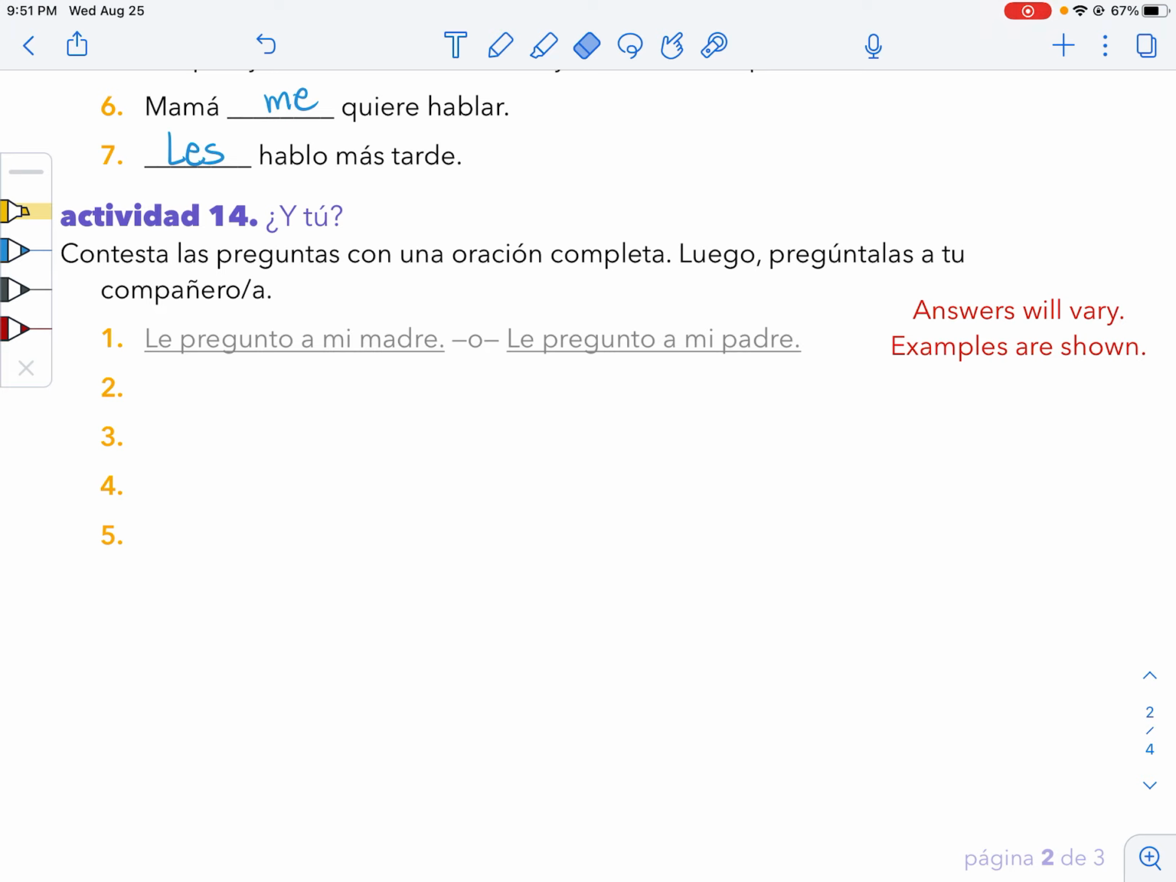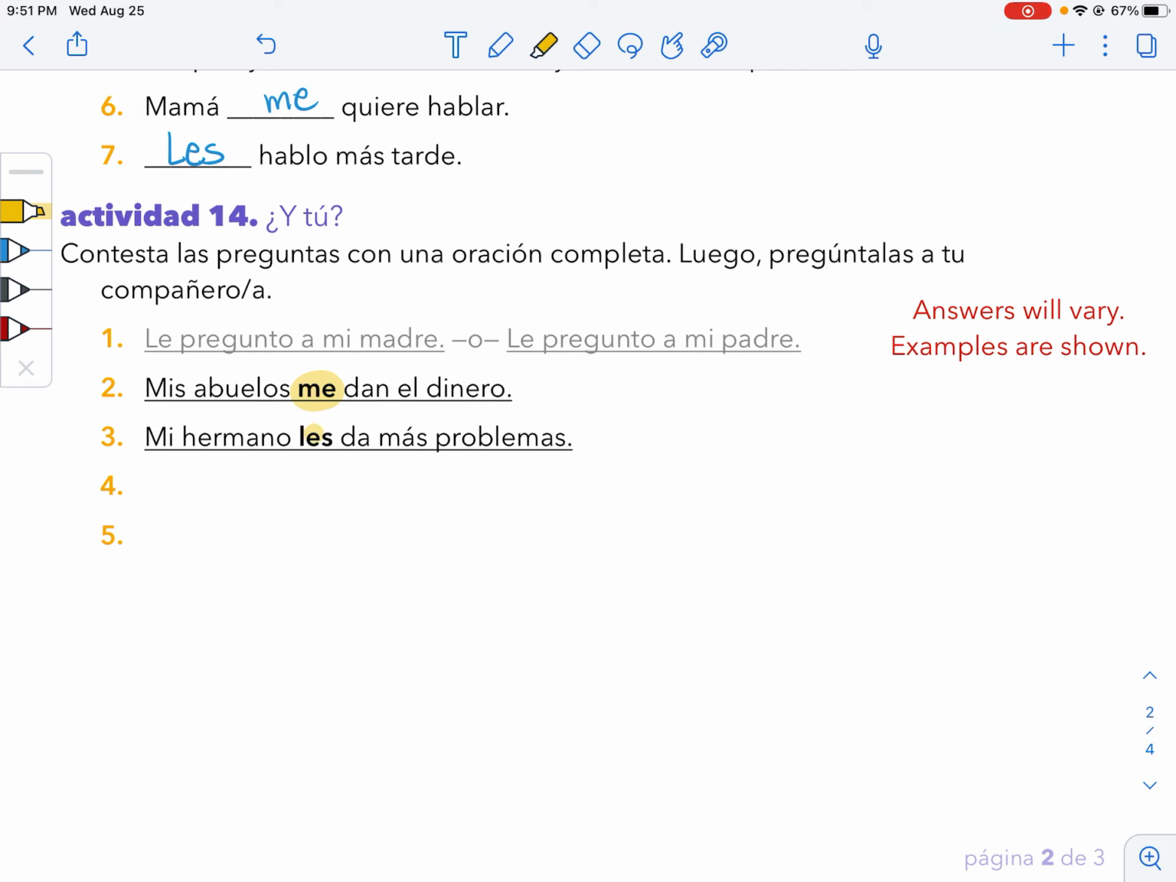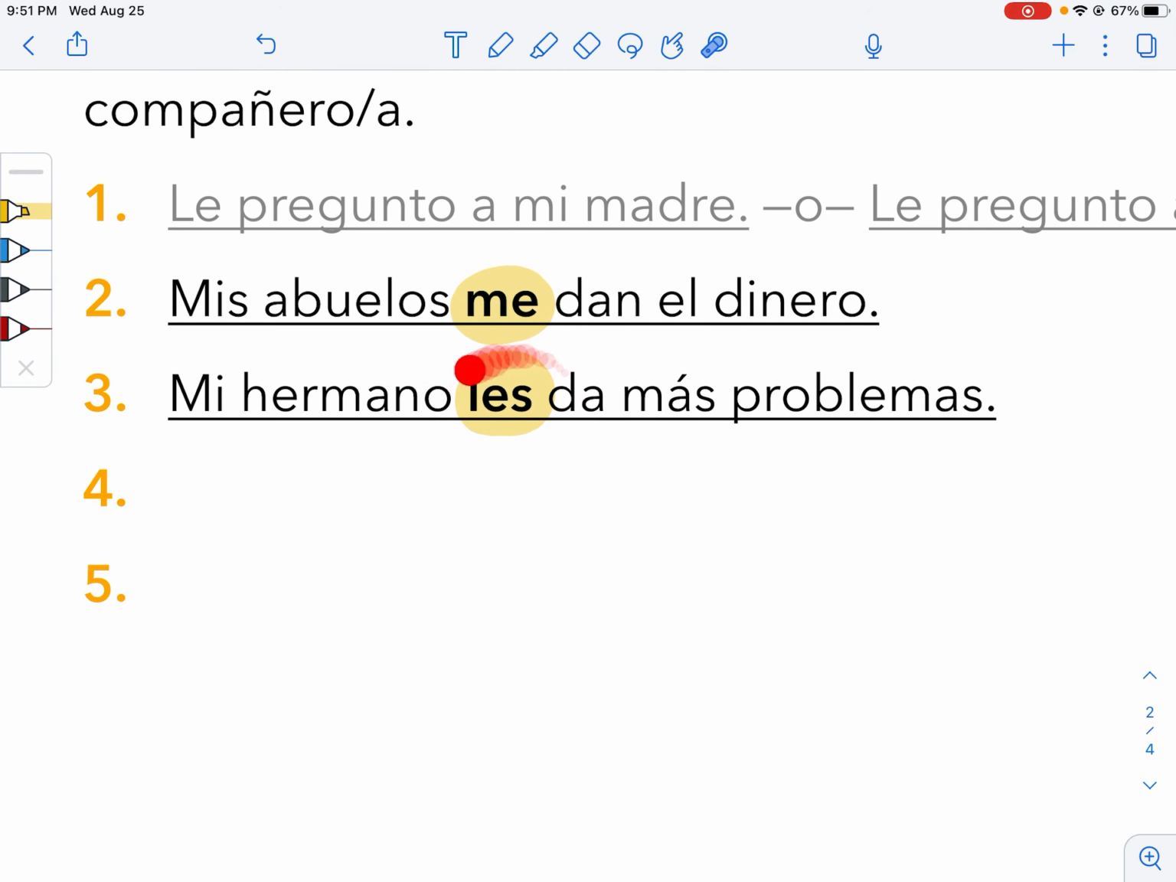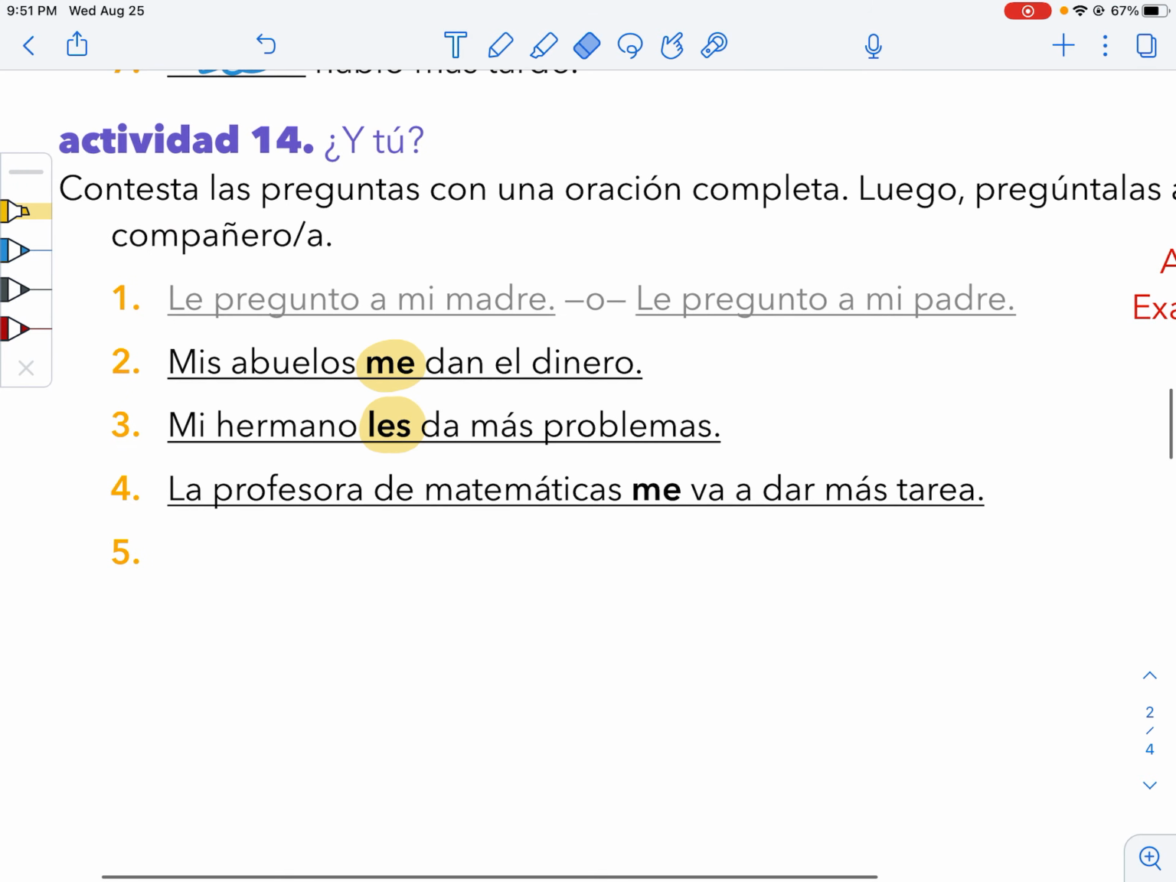Número uno, I put them both because it really kind of depends. But anyway, número dos, mis abuelos me dan el dinero. Me, because they give it to me. If you said mi padre or whatever, make sure that's just da and not dan. Número tres, mi hermano les da más problemas. He gives to my parents, he gives them more problems. If you want to know why, ask me in class. It's a funny story. Número 4. La profesora de matemáticas me va a dar más tarea. Because my math teacher always gave me more homework than my Spanish teacher did. So that's why I'm a Spanish teacher.